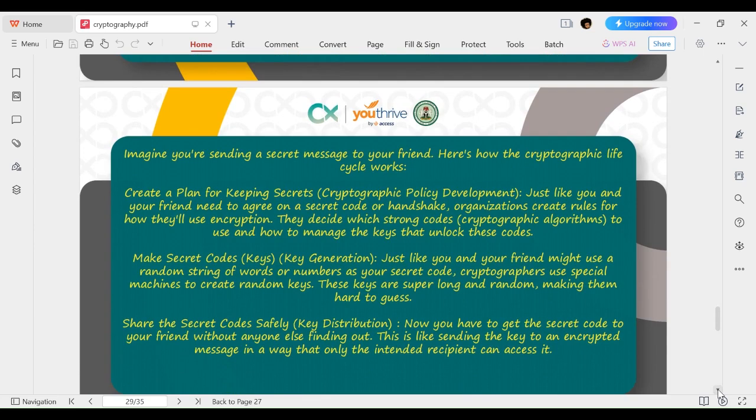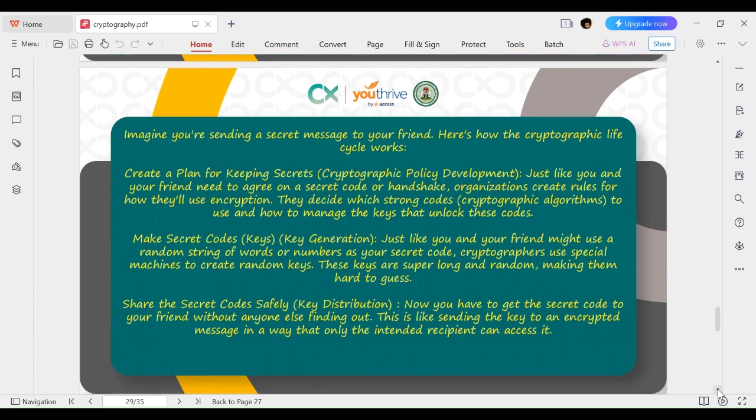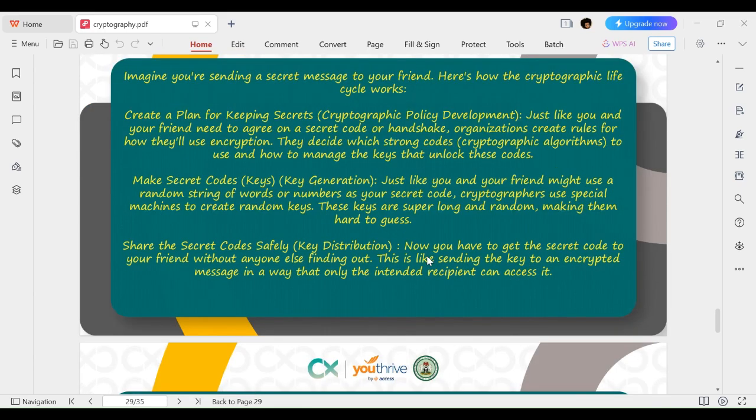Imagine you're sending a secret message to your friend. Here's how the cryptographic life cycle works. You create a plan for keeping secrets. That's the cryptographic policy development. Just like you and your friend need to agree on a secret code or handshake, an organization creates rules for how they will use encryption. They decide which strong codes, that's the cryptographic algorithm, to use and how to manage the keys that unlock these codes. So the key generation is where you make secret codes, that's the key. Just like you and your friend might use a random string of words or numbers as your secret code.